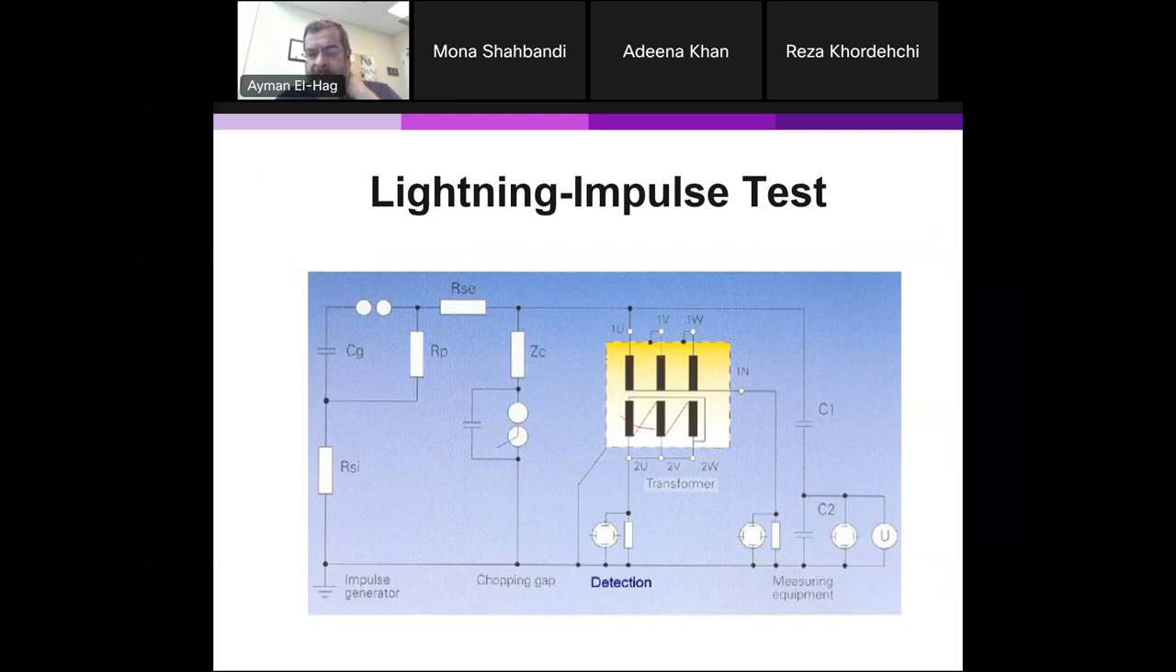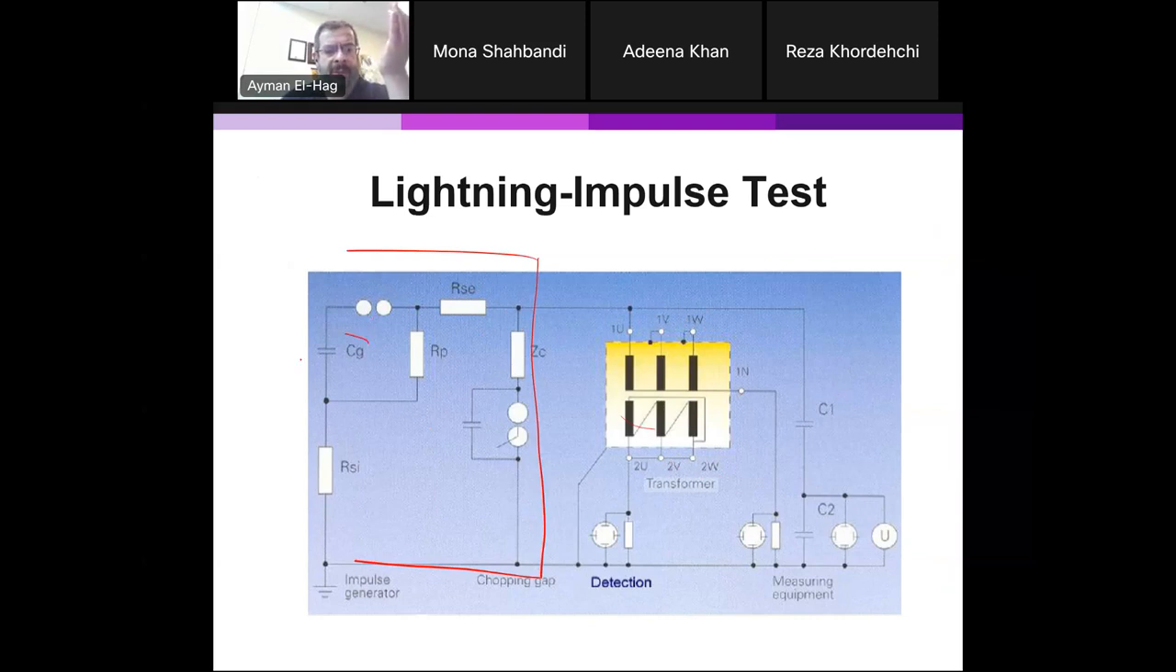Now we are testing the primary side of the transformer here. This side is a Y connection because, as you can see, there is a neutral, and the secondary side is a delta connection. Now, this is your impulse generator here. We know that the impulse generator has sphere gaps and capacitors, which we charge in parallel.